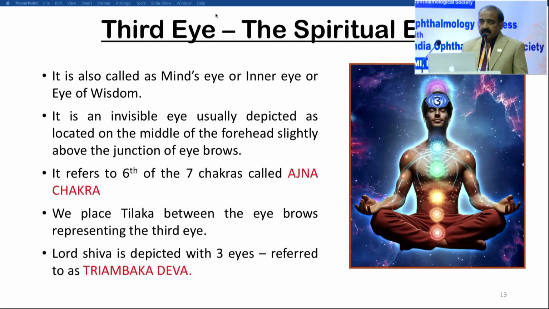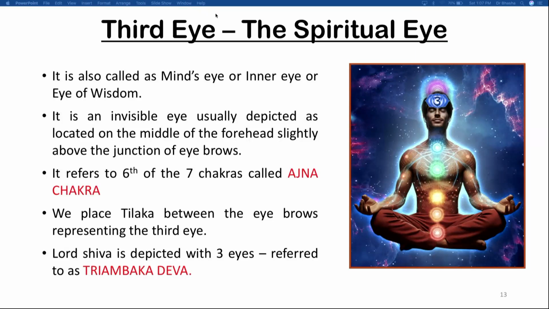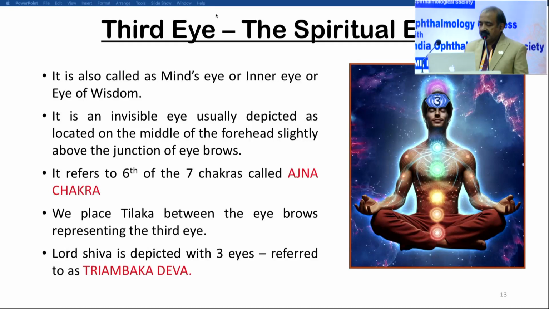So this is regarding the anatomical way. There is another aspect of the third eye, that is the spiritual eye. It is also called the mind's eye, inner eye or eye of wisdom. It is an invisible eye, usually depicted as located in the middle of the forehead, slightly above the junction of the eyebrows. It is referred to as the sixth of seven chakras, and it is called the Ajna chakra. Lord Shiva is depicted with three eyes, referred to as Triyambaka Deva.